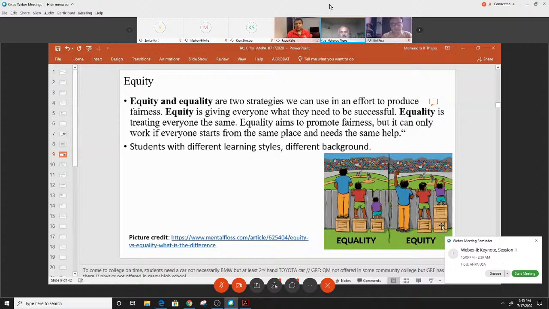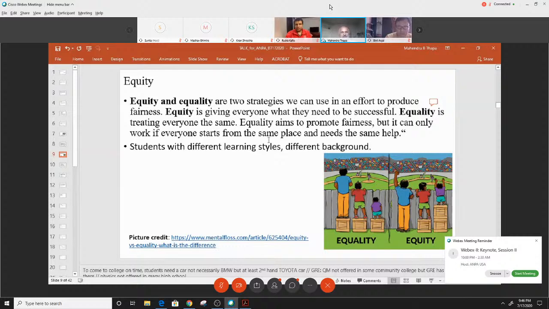of students who need more support so that all can succeed in the course. So in this game, if we give the same support system, it means equality will not work. To have equality, we need different kinds of support systems. So this is the equity.